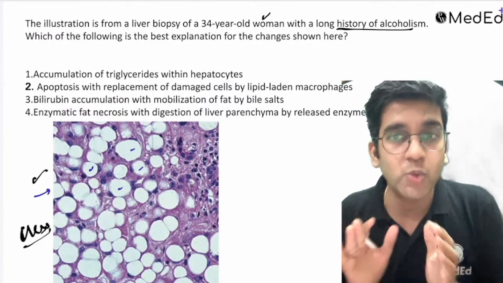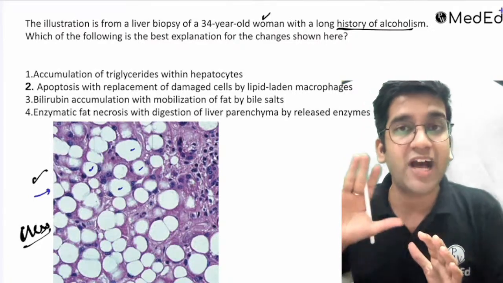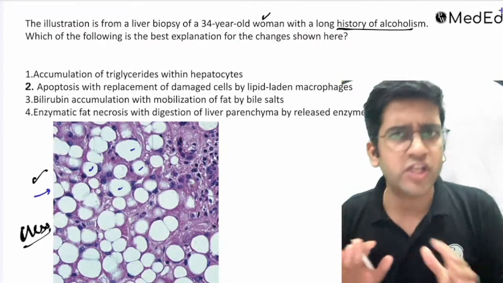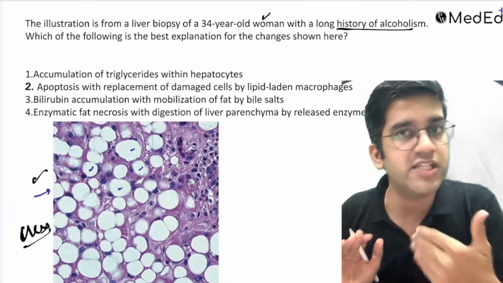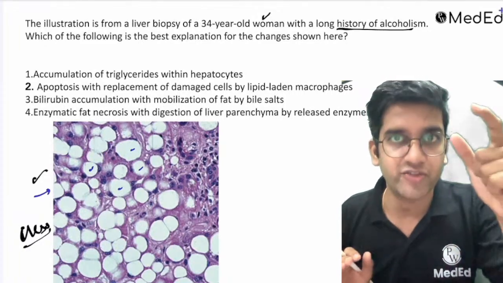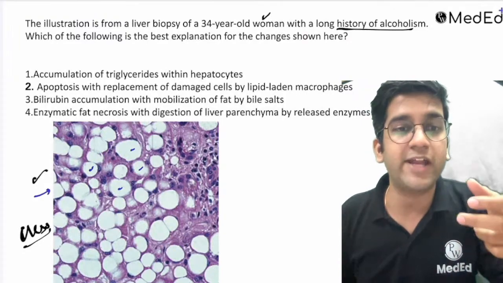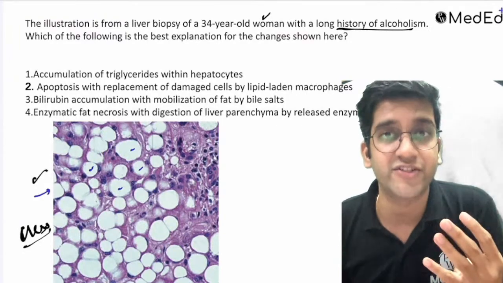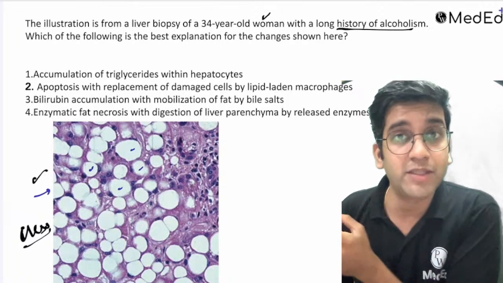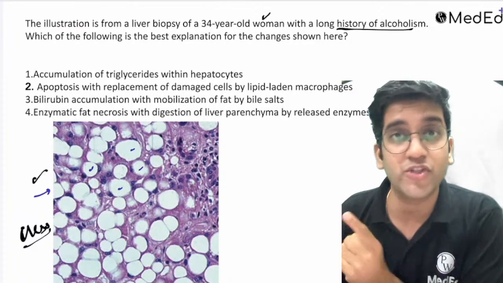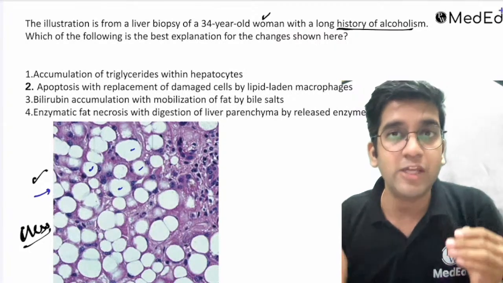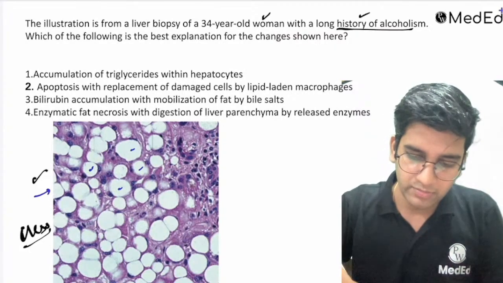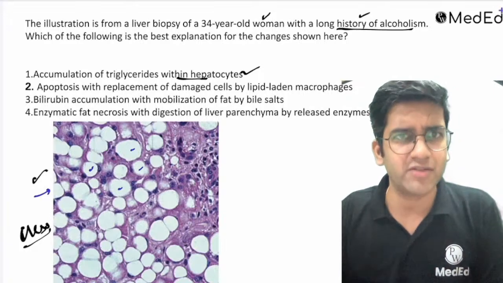So for any IBQ, the first thing you're going to do is hide the image. Be it pathology, be it histology. If it's a spotter, I cannot. Be it pathology, histology, medicine, surgery, go to the history. Because you've been trained to diagnose patients with the history for 4.5 years. Suddenly when the exam comes, you cannot diagnose with MRI or CT or ECG. History first, then look at the options. Alcoholism, triglycerides, possible fatty liver.